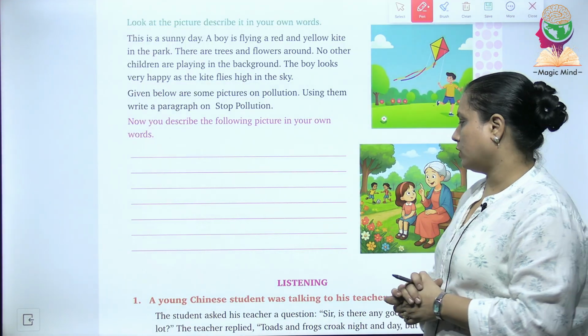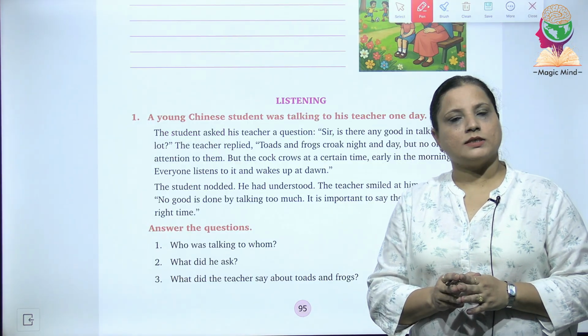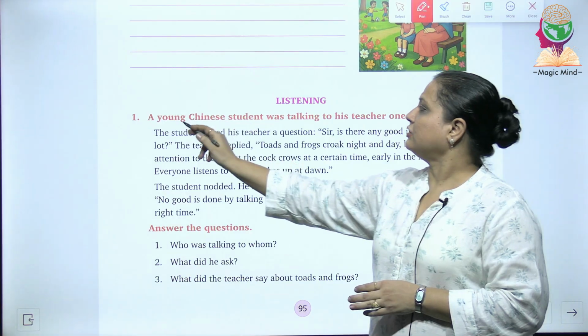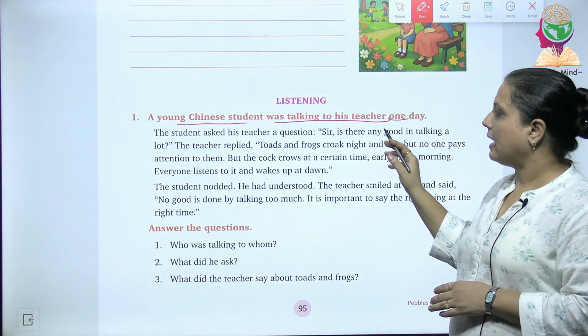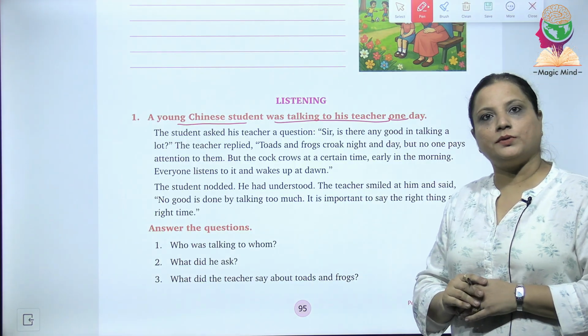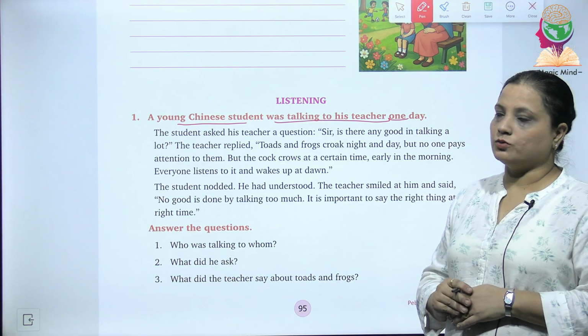Let's now move further to listening. Now, here you have to listen. A young Chinese student was talking to his teacher one day and this is the conversation between the two. So, you have to listen to what they are talking about.